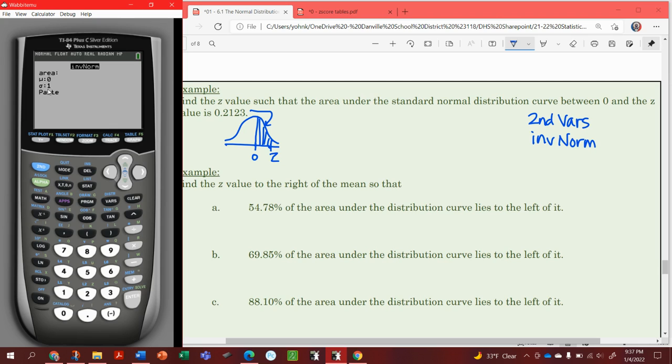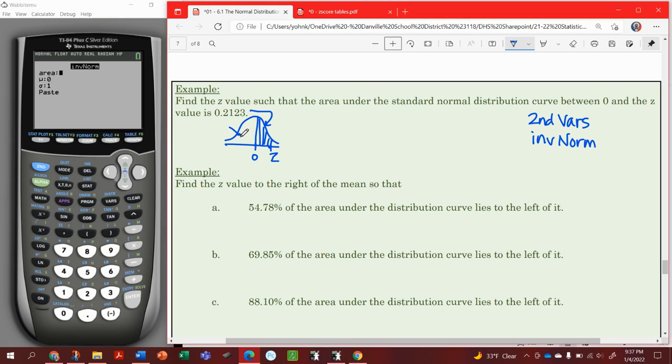Now it says area, mean of 0, standard deviation of 1. Well, the area here is whatever area is to the left. Well, I know that there's a shaded part of 0.2123, but this unshaded part is 0.5. So technically, there's 0.7123 if we add it all up. So what we're going to do is try to find that z-score by using the function inverse norm, and we're going to plug in how much area is to the left of the z-score, which is 0.7123.